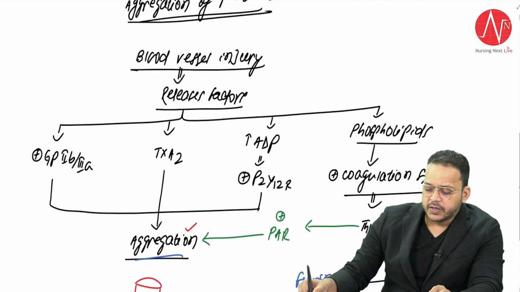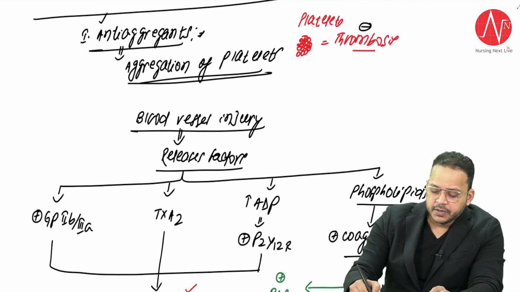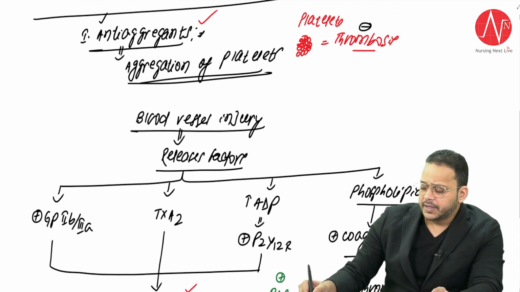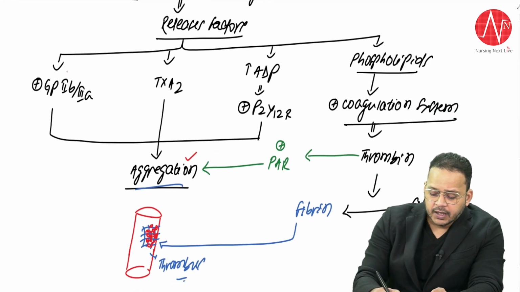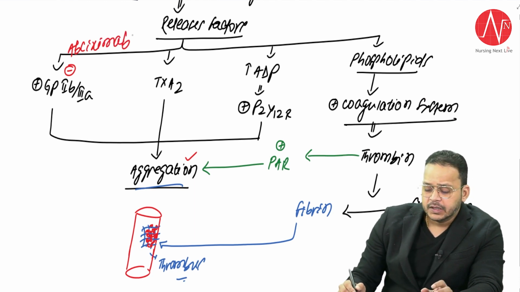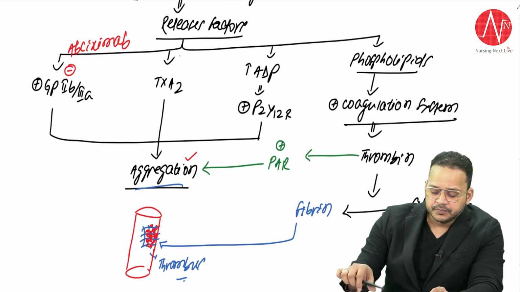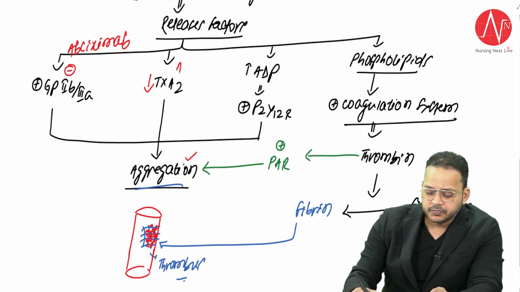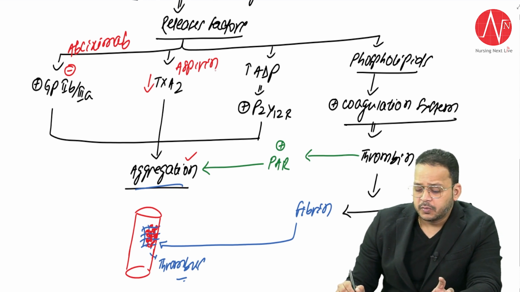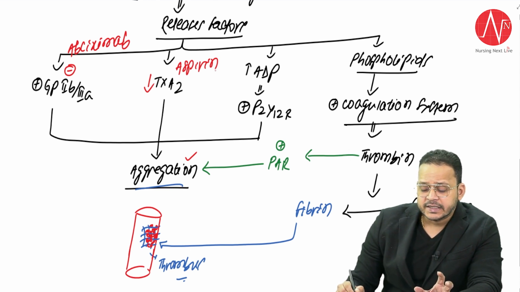Now guys, what is my aim here? My aim is to produce an anti-aggregant effect. So how can I produce that? For example, I can block GP2B3A by giving drugs like abciximab, so it is an anti-aggregant. I can decrease thromboxane A2 production by giving a drug called aspirin. So aspirin does not block thromboxane A2, but decreases its synthesis.